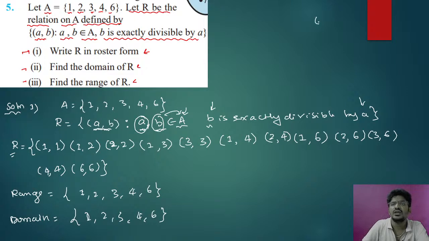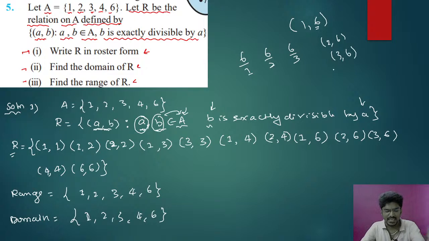For example, if I take this as 6, you see here 6 is divisible by 1, 6 is divisible by 2, 6 is divisible by 3. So (1, 6), (2, 6), (3, 6). Like that you have to do for all the elements: 6, 4, 3, 2, 1. Okay. That's the logic you have to apply for question number 5.